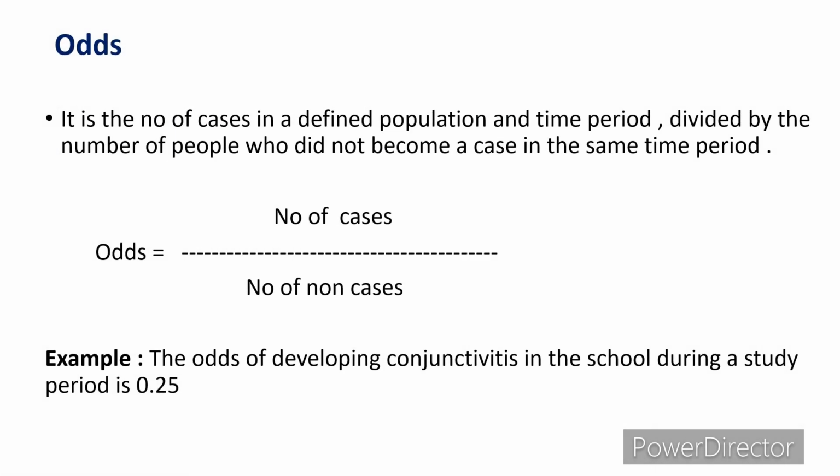Now coming to the odds, it is the number of cases in a defined population and time period divided by the number of people who did not become a case in the same time period. In simple words, odds is nothing but the number of cases divided by the number of non-cases. Simple example: the odds of developing conjunctivitis in the school during a study period is 0.025. That means the number of cases by number of non-cases in this case is 0.25.